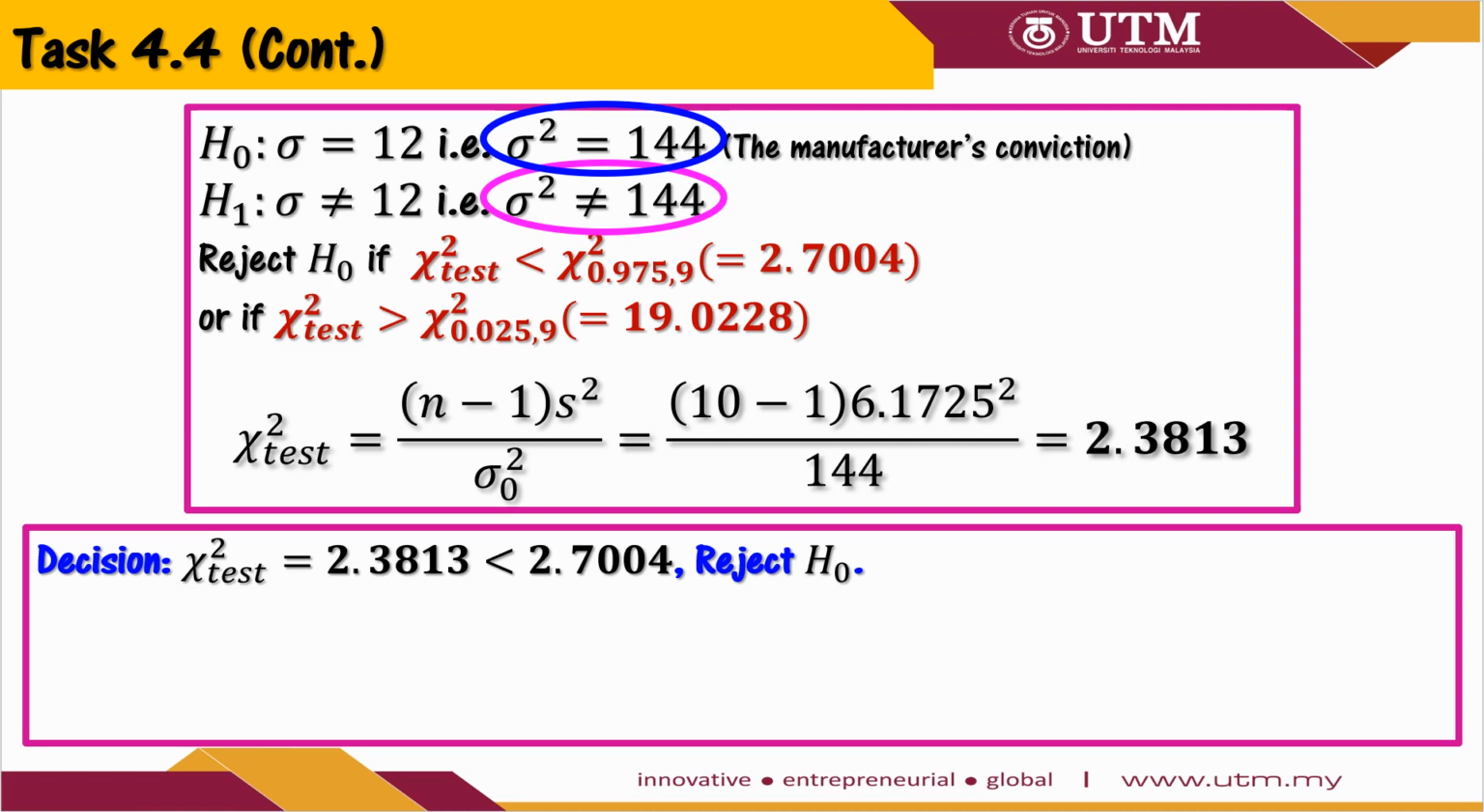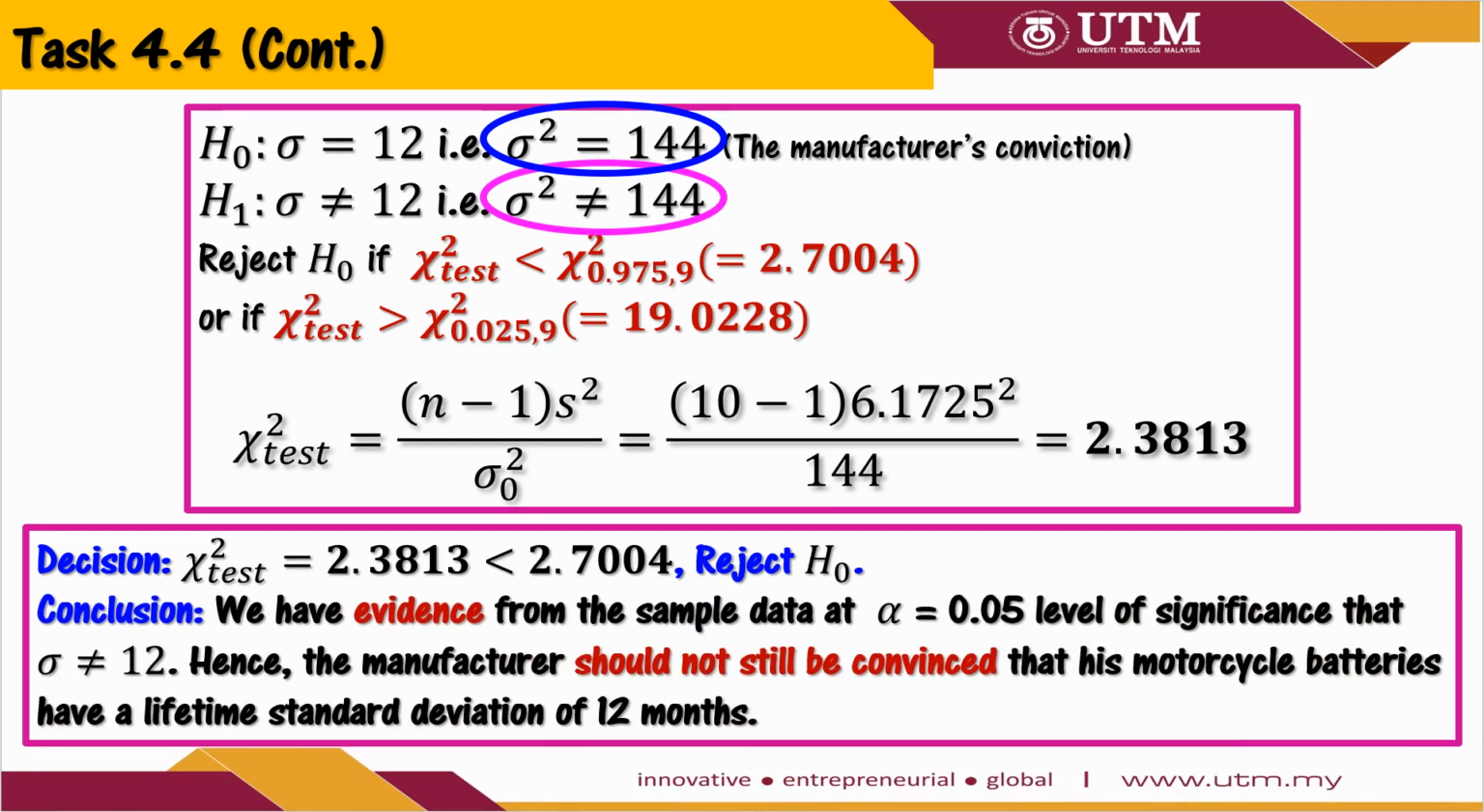What does it mean when we reject H0? It means we reject the manufacturer's conviction about its motorcycle batteries, right? Therefore, we can conclude that we do have evidence from the sample data at alpha equal to 0.05 level of significance that sigma is different from 12. Hence, the manufacturer should not still be convinced that his motorcycle batteries have a lifetime standard deviation of 12 months.